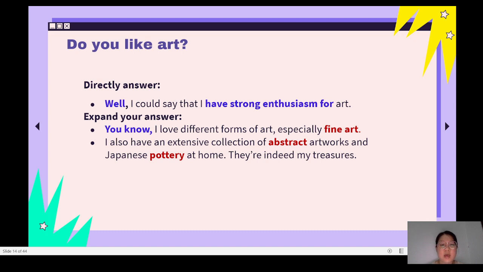You can see here, instead of saying that, yes, I like art, you can say that I have strong enthusiasm for art. The phrase have strong enthusiasm means that you really enjoy art. And here you can see some words that are the topic vocabulary for this topic.